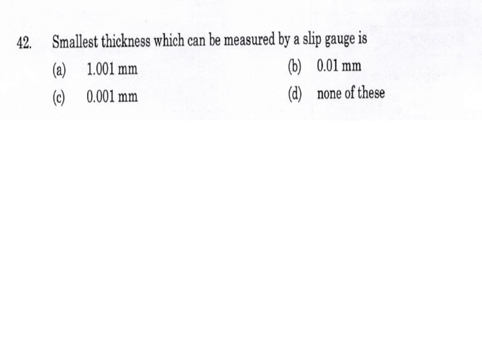The smallest thickness which can be measured by a slip gauge is 1.001 mm. A is your correct answer.